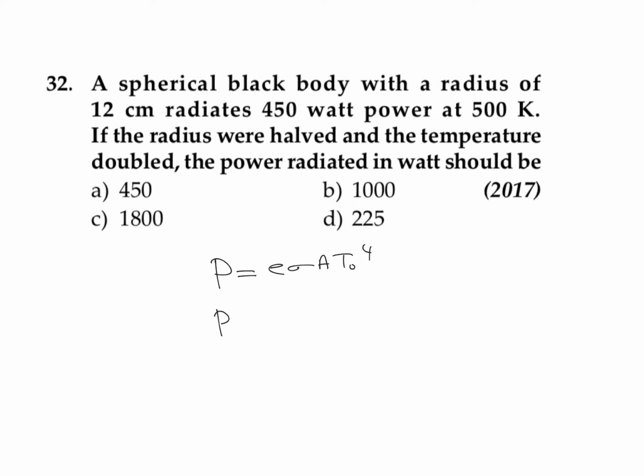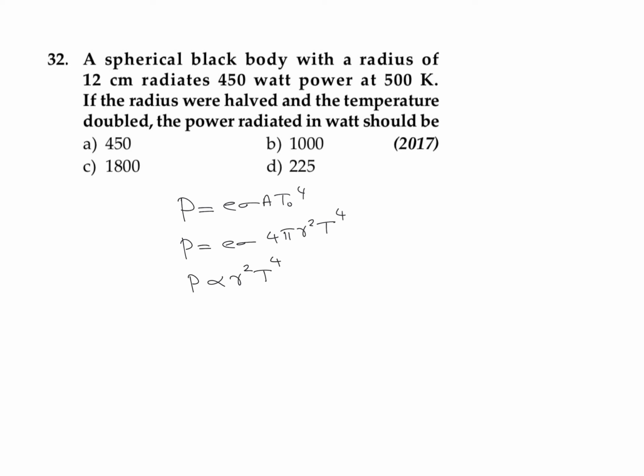Over here we can write, as it is a spherical shape object, instead of area, its surface area, we can take it as 4 pi r square into temperature of object raised to 4. So we can write this power radiated is directly proportional to r square and directly proportional to T raised to 4.